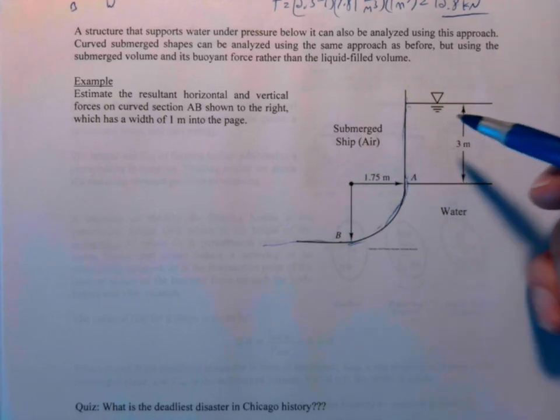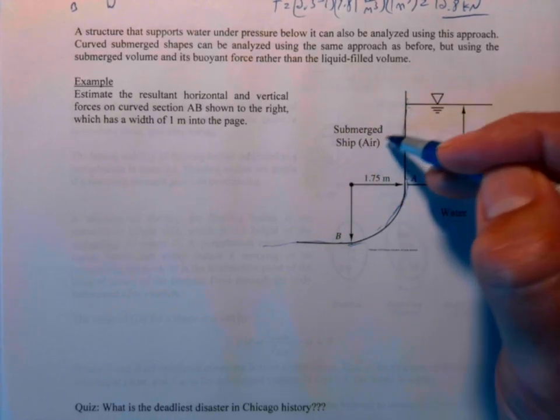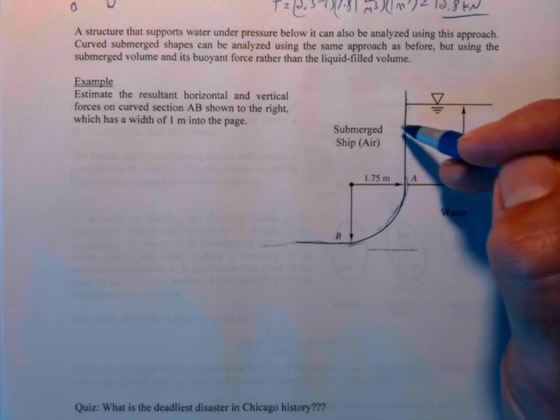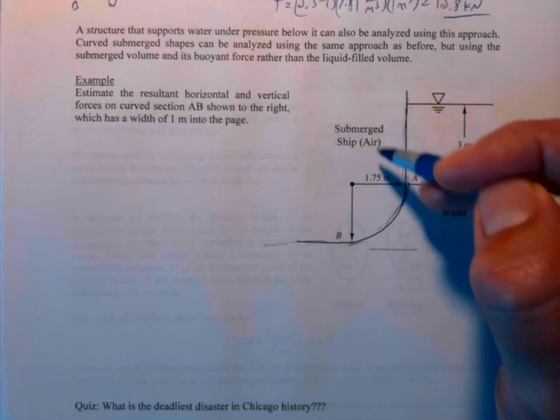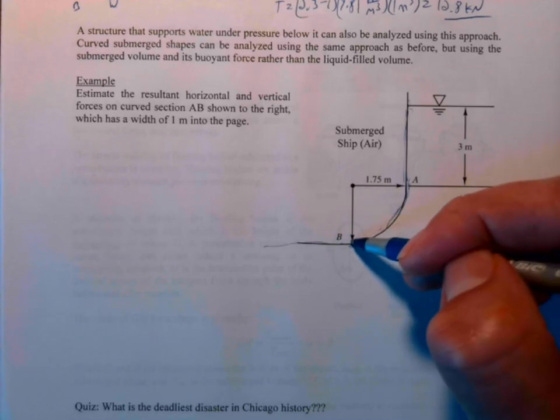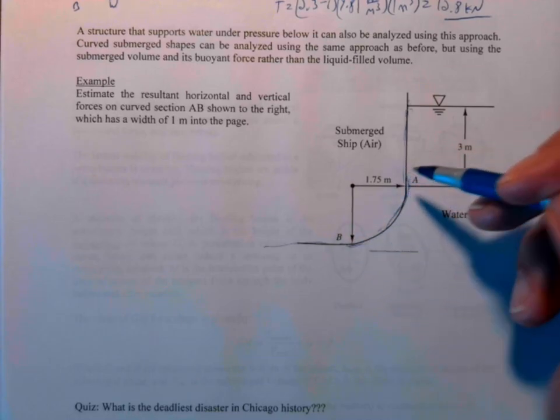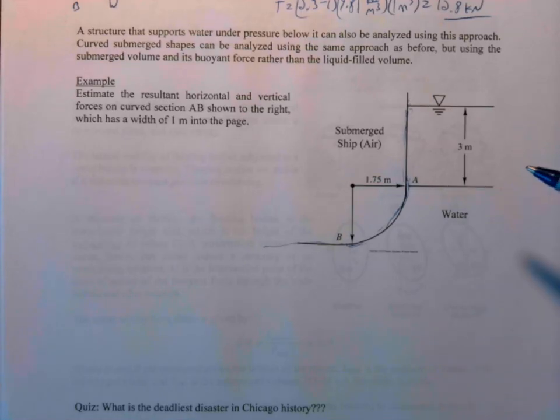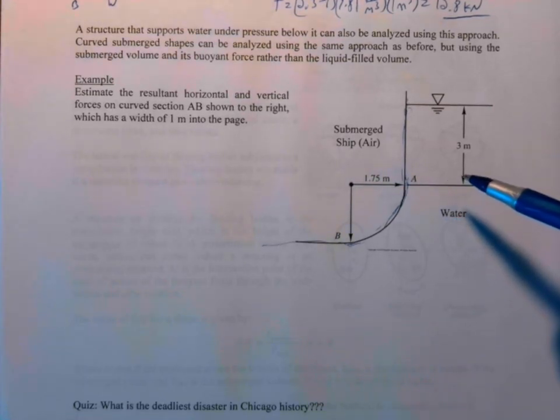Okay, so the air that is displaced here cannot be counterbalanced by this section of the structure. It has to be interacting with this part AB. So the key idea here is how we draw this free body diagram.